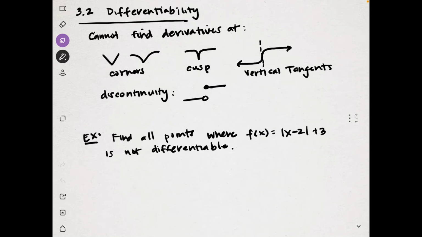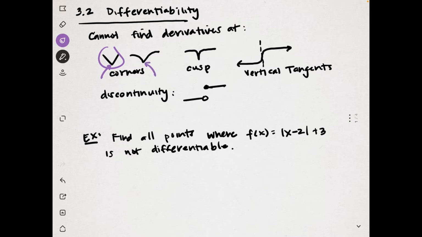Today we're looking at 3.2 differentiability. So let's start off with places we can't find derivatives. We can't find derivatives if our graphs have corners. Notice that this first one is like an absolute value function. We can't find the value of the derivative at the corner.